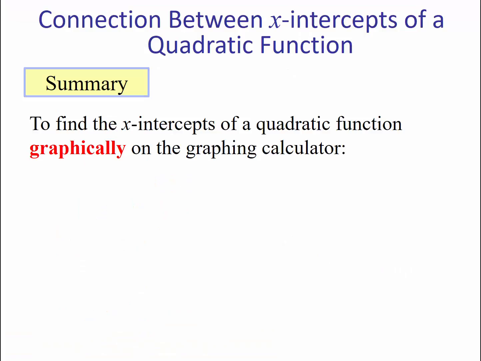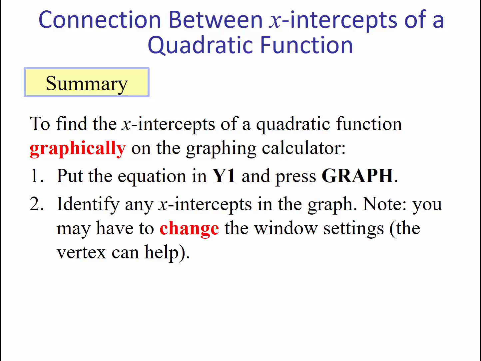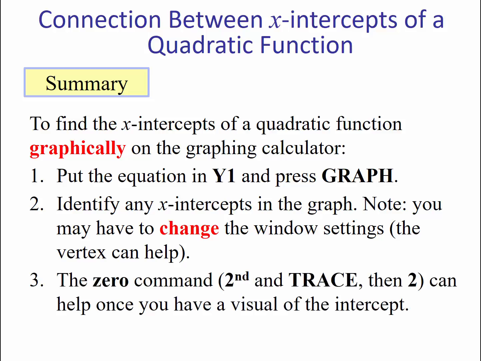Let's do a summary. To find the x-intercepts of a quadratic function graphically on the graphing calculator, number 1, you put the equation in y1, press graph. Number 2, identify any x-intercepts in the graph. Now note, just like the previous example, you may have to change the window settings. Sometimes calculating the vertex can help. Number 3, the 0 command, second and trace, and then the number 2 can help once you have a visual of the intercept.